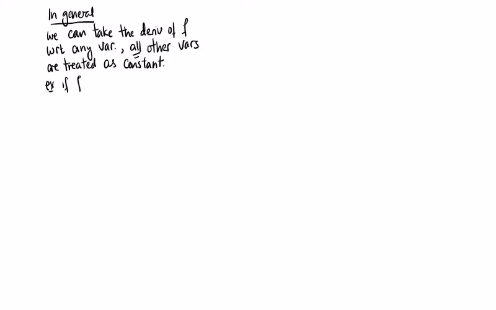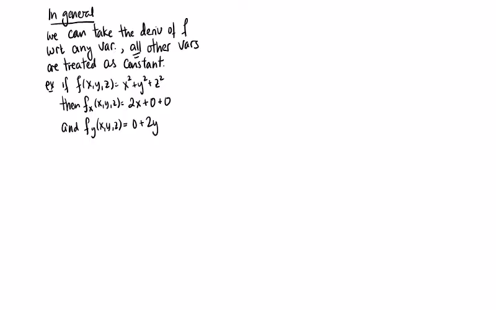So if f of x, y, z is x squared plus y squared plus z squared, and if we take f sub x, we get 2x plus 0 plus 0. We don't need the plus zeros, of course, but it can help. Now, of course, we could also do f sub y of x, y, z. And now in this case, x and z are considered constants. So we have 0 plus 2y plus 0. And we can also do f sub z of x, y, z. We get 0 plus 2z, because z is the only variable now.